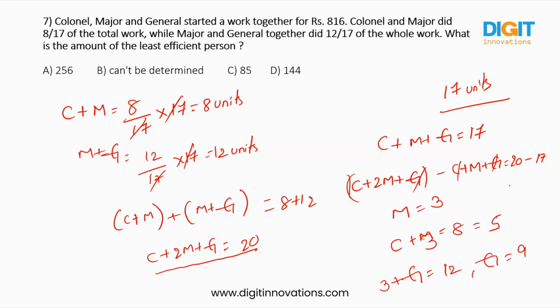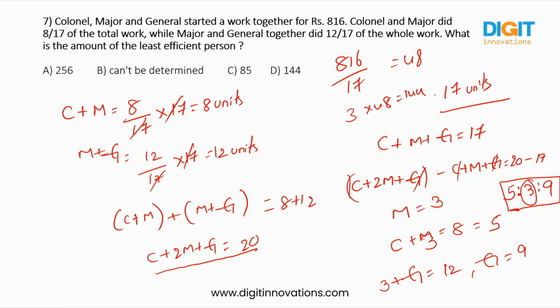So 5 parts for C, 3 parts for M, 9 parts for G. So this is the ratio. Total how many parts? 17 parts. So total amount 816 by 17, which is 48. So who is the least one here? The ratio, it is 3. So 3 into 48, which is 144. So I hope you are clear.